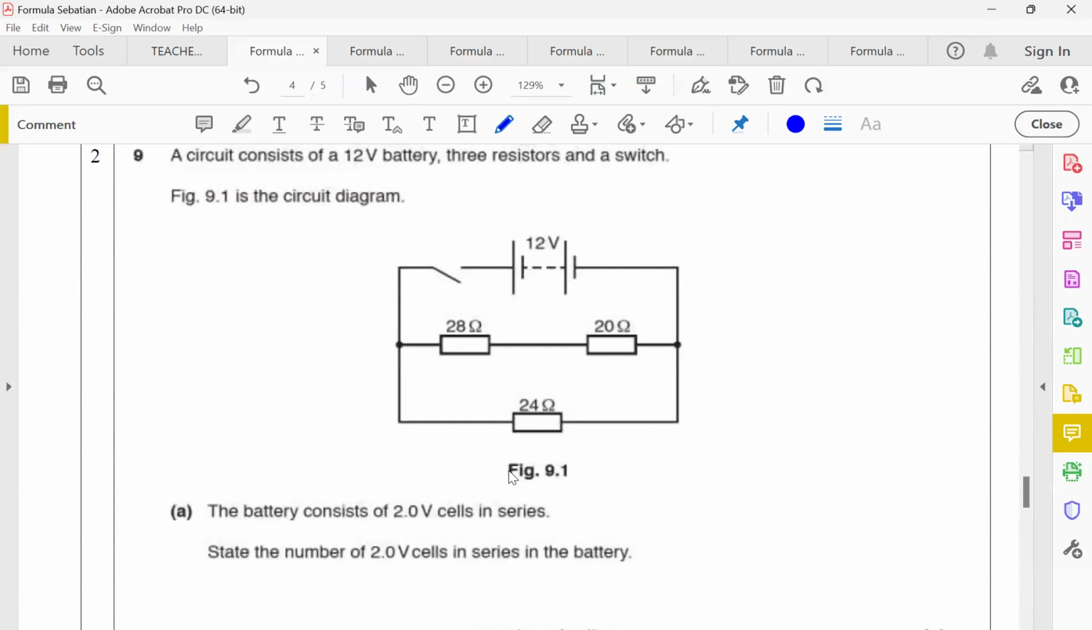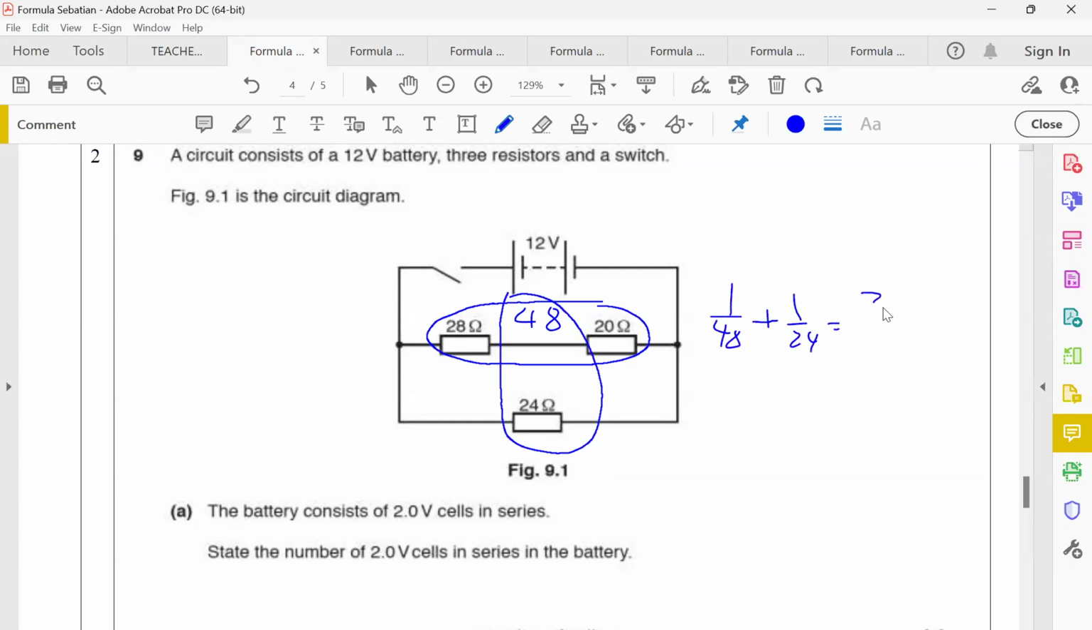So you see, these kind of questions, there's parallel and then there's also series. So what we want to do is simplify the whole diagram first. First and foremost, I'll combine these two to become one resistor, which is going to be 48 ohms. And then after that, I need to combine these two together, which is going to be 1/48 plus 1/24, which is going to give you 3/48, which will give you 16 ohms at the end of the day.